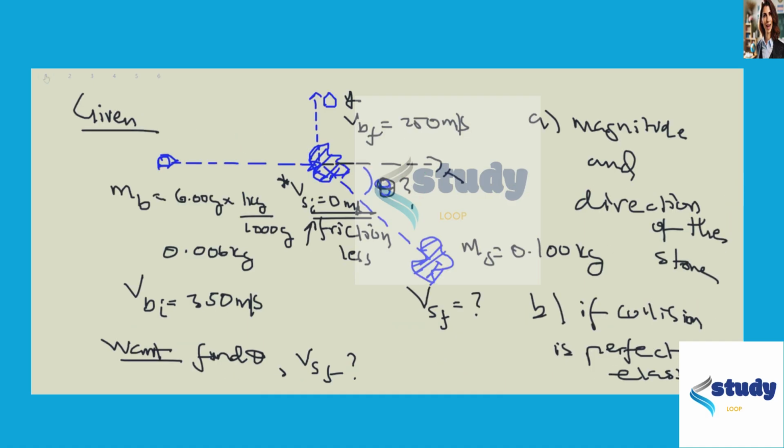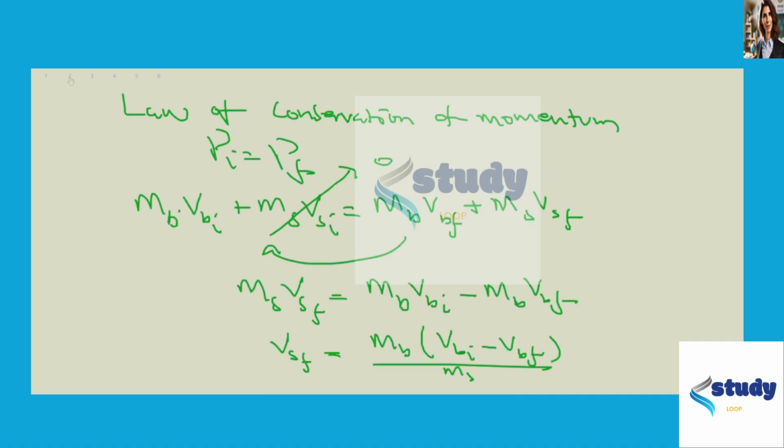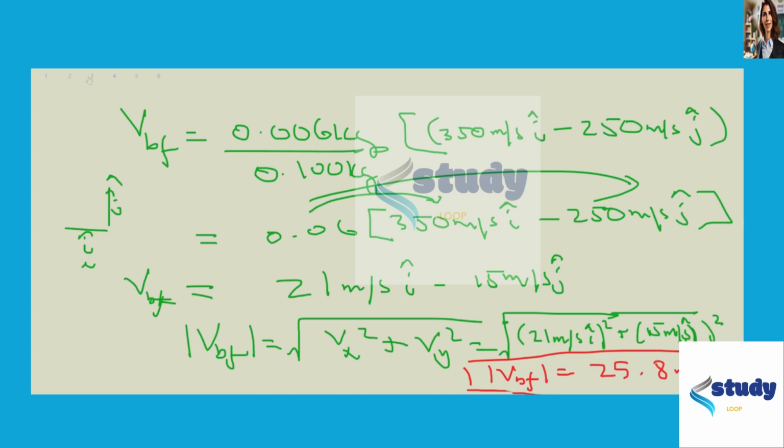Hope you enjoyed the problem. We had a case where a bullet was fired towards a stone. It bounced off at 90, and the stone bounced off at an angle. We wanted to find the angle of bounce off, and we also wanted to find the magnitude of the velocity of the stone when it bounces off. We use the law of the conservation of momentum to isolate the final velocity of the stone.